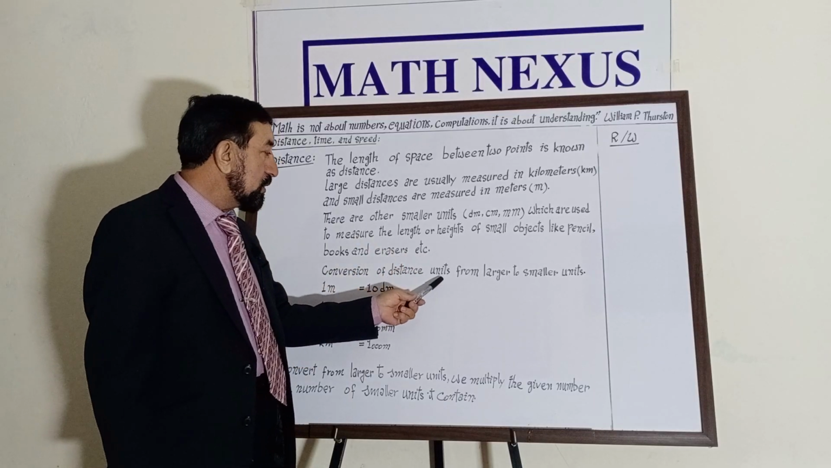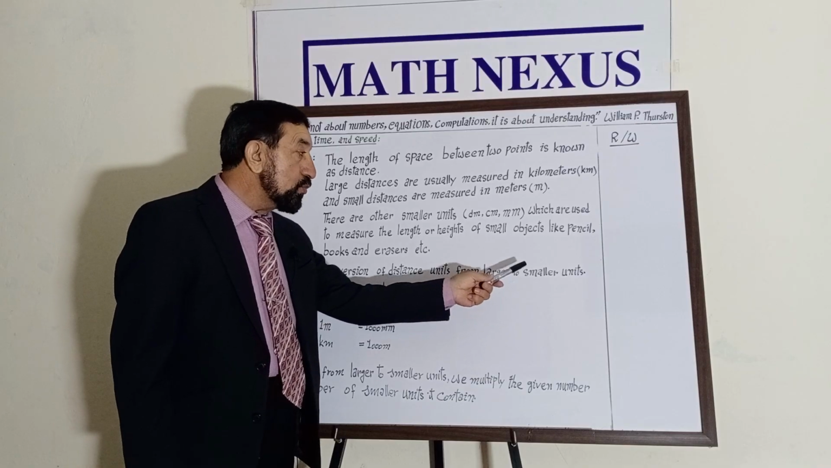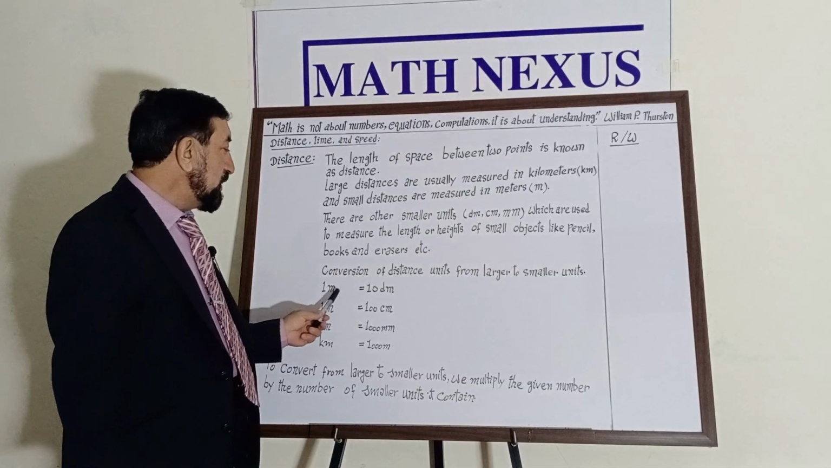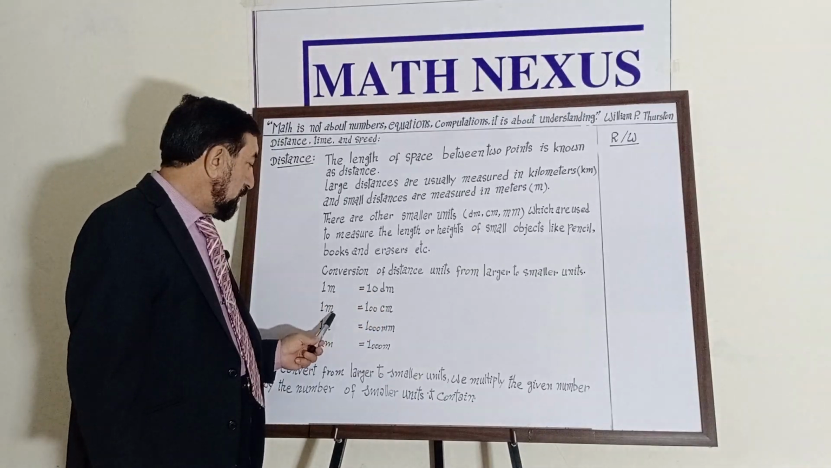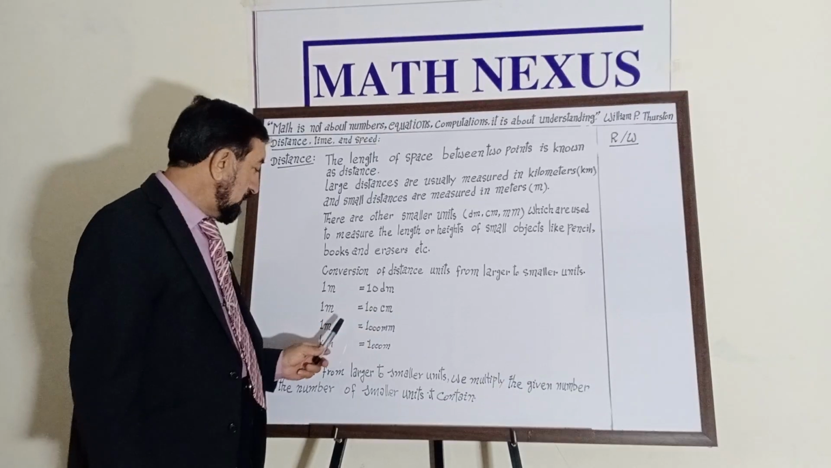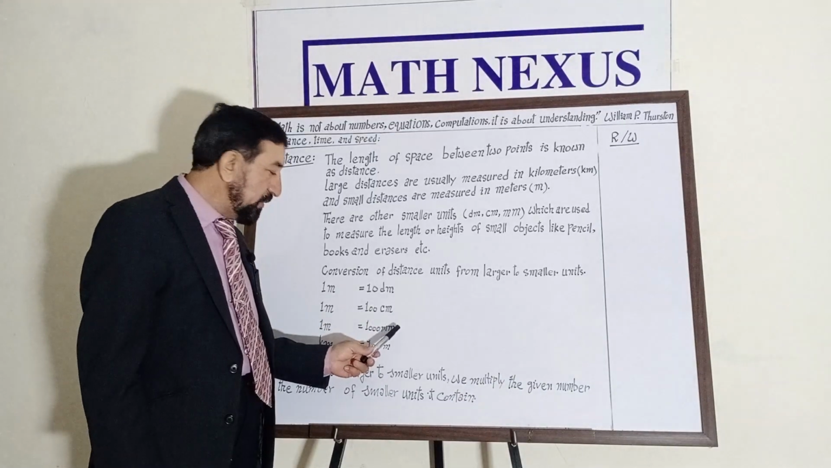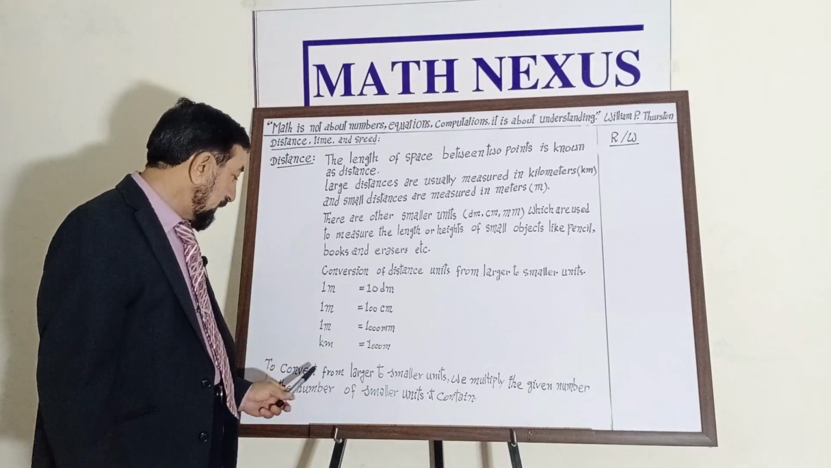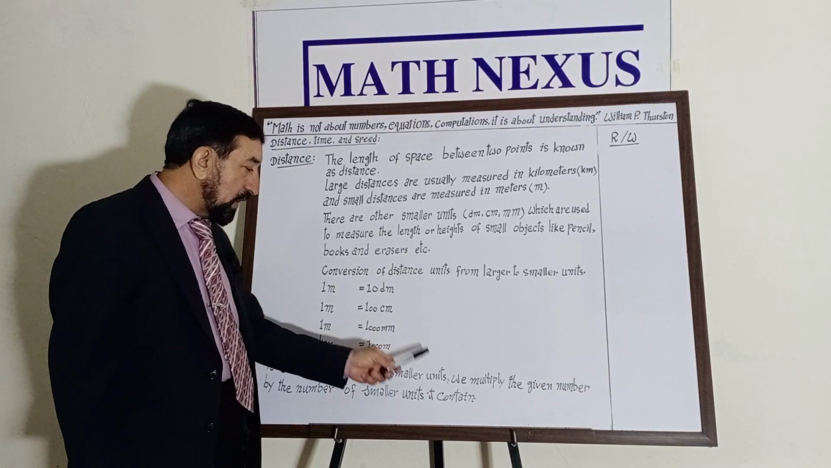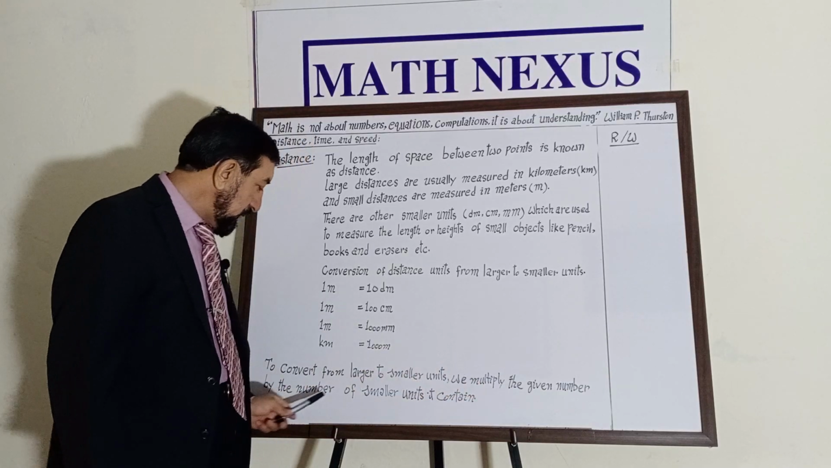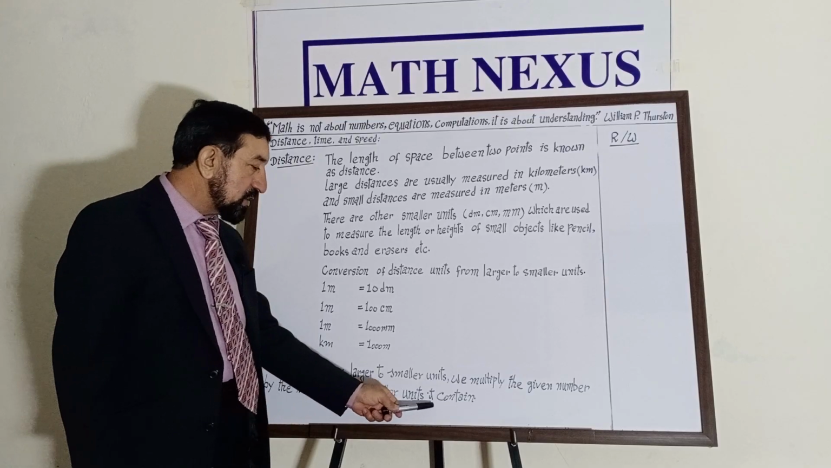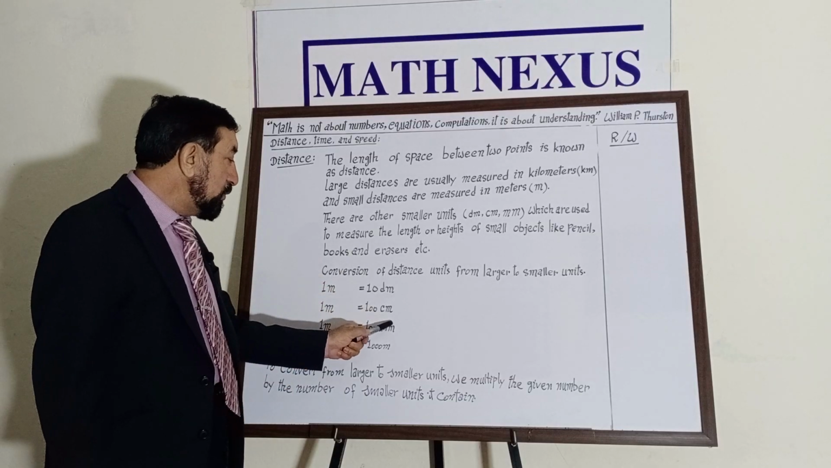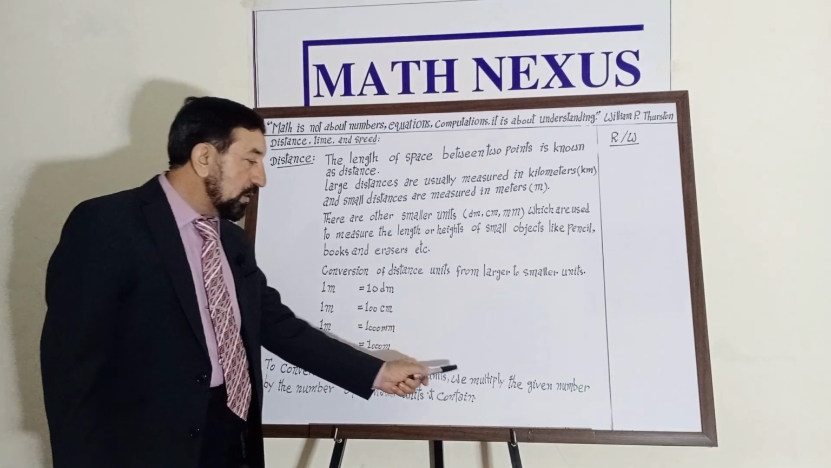Conversion of distance units from larger to smaller units. 1 meter is equal to 10 decimeter, 1 meter is equal to 100 centimeter, 1 meter is equal to 1000 millimeter and 1 kilometer is equal to 1000 meter. To convert from larger to smaller units, we multiply the given number by the number of smaller units it contains. And to convert smaller units into larger units, we divide.